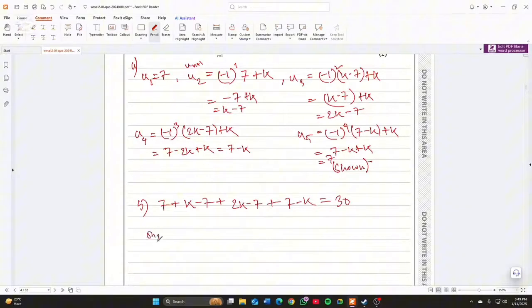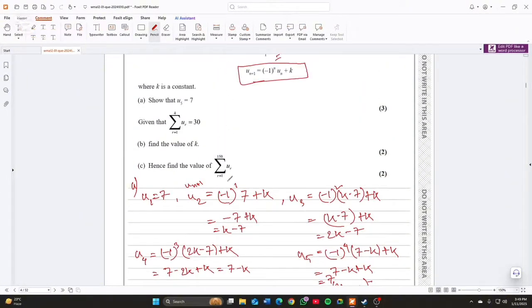There you go. So 7 minus 7 cancels out, this minus 7 plus 7 cancels out, and this k and minus k cancel out. Therefore we're left with 2k equals 30. Therefore k equals 15, and this is our answer.